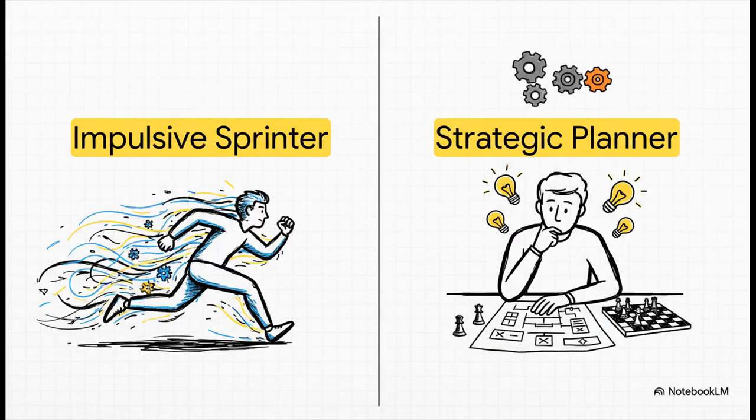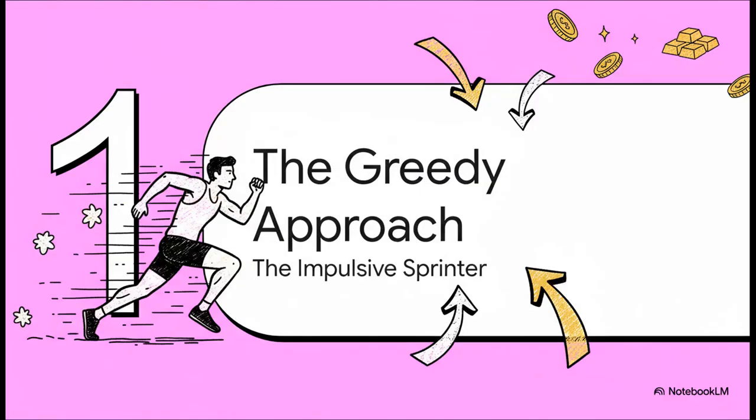To make this a little more fun, let's think of these algorithms as having personalities. In one corner, you've got the impulsive sprinter, all about speed, making a decision, and moving on. And in the other corner, you have the strategic planner, the one who's patient, sees the whole board, and thinks a dozen moves ahead. First up, let's meet our sprinter.